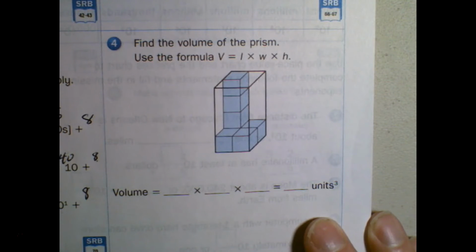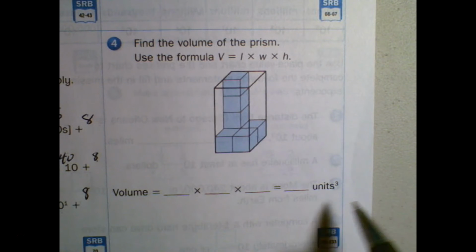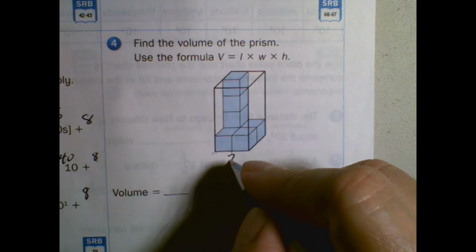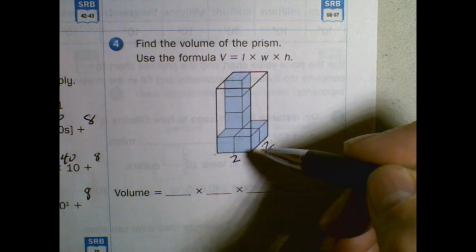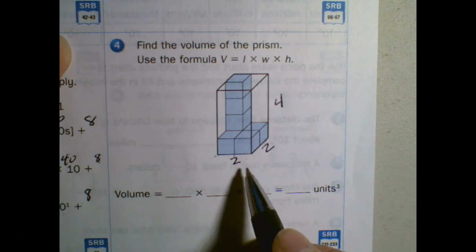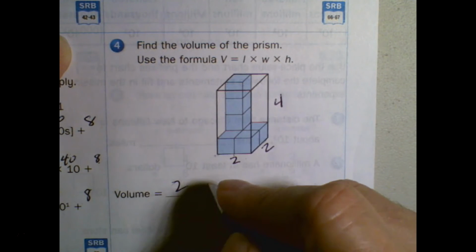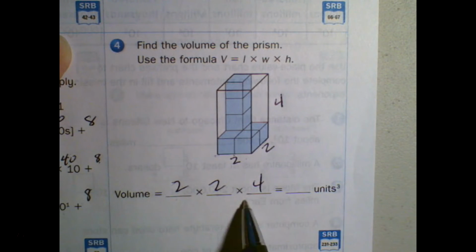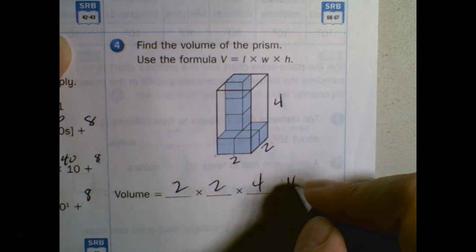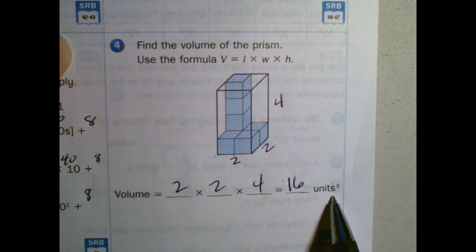Find the volume of the prism. Use the formula volume equals length times width times height. Well, it's 2 across, it's 2 deep, and it's 1, 2, 3, 4 high. So let's say it's 2 times 2 times 4. 2 times 2 is 4, and 4 times 4 is 16. And notice that it's units cubed.